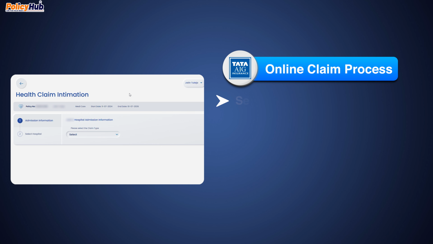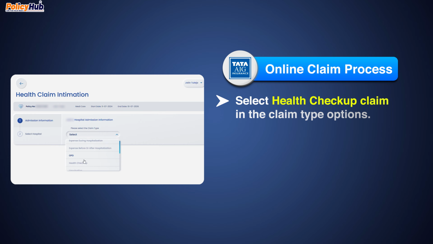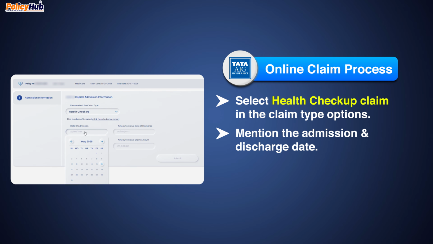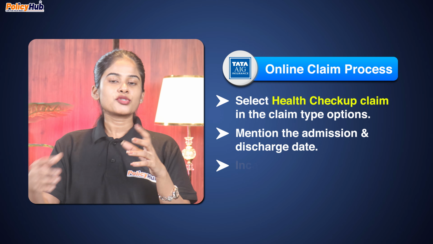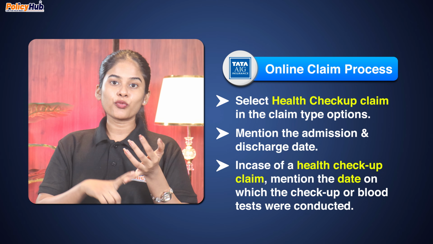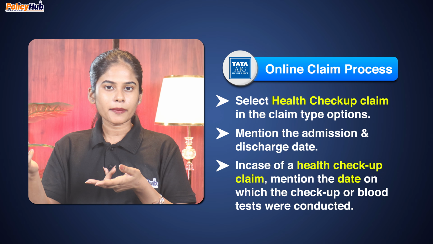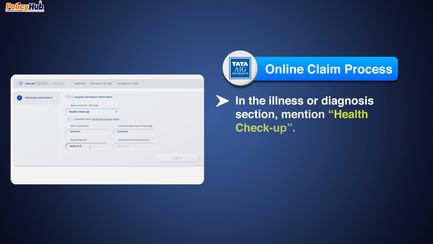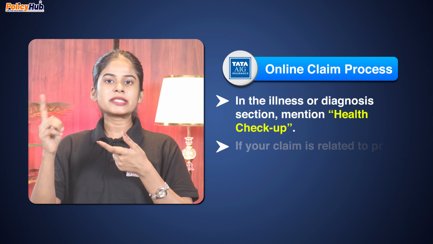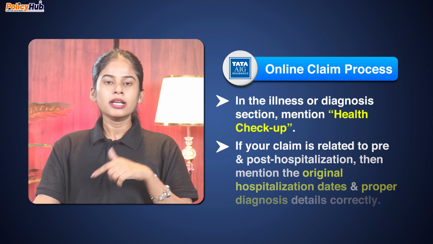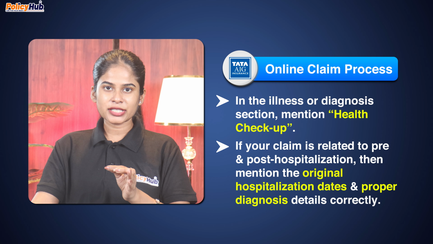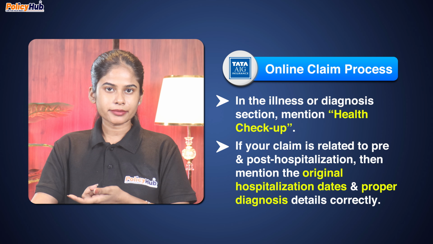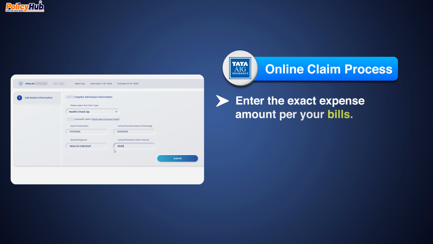Then you will see different claim type options such as health checkup, hospitalization, OPD, pre and post hospitalization, dental, or hearing aid claim. In this demo, we are selecting health checkup claim. After selecting the claim type, you need to mention the admission and discharge date. In case of a health checkup claim, mention the date on which the checkup or blood tests were conducted. Then in the illness or diagnosis section, simply mention health checkup. If your claim is related to pre and post hospitalization, then make sure you mention the original hospitalization dates and proper diagnosis details correctly.